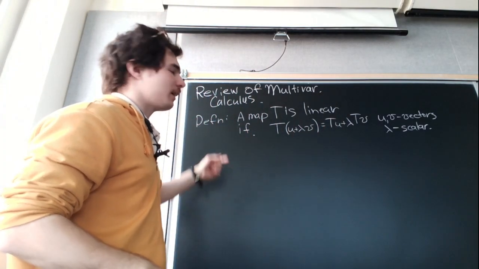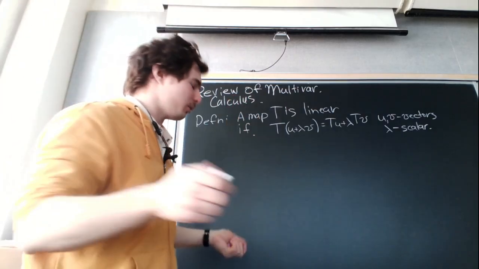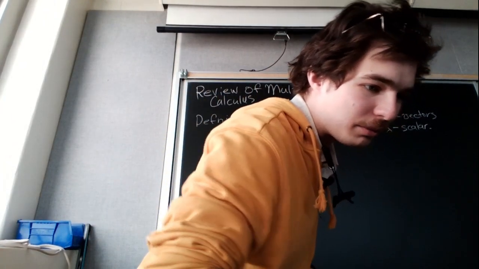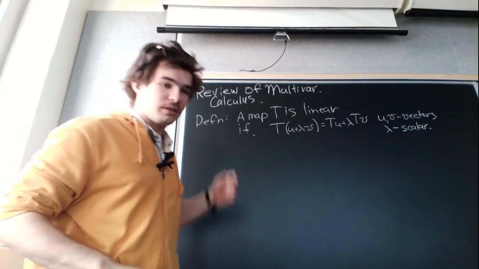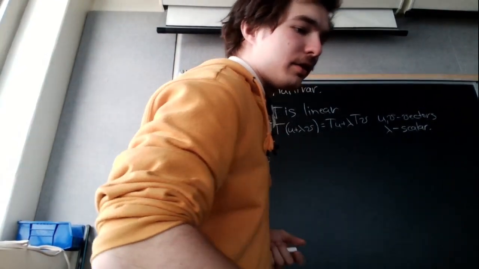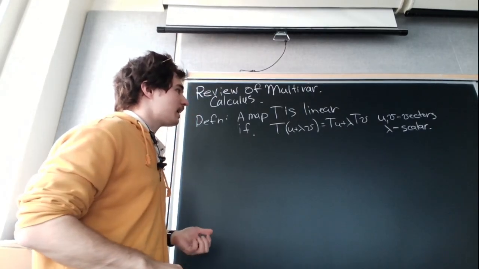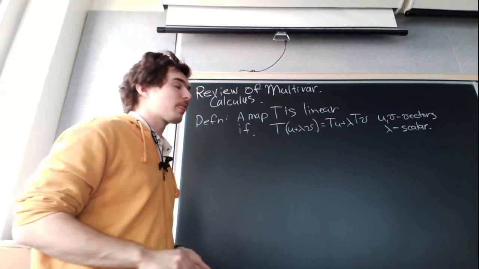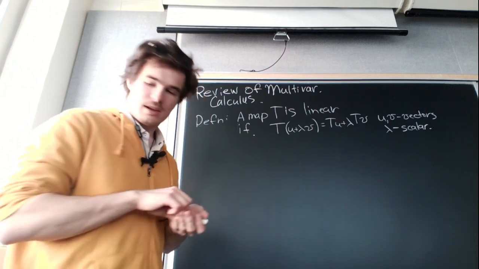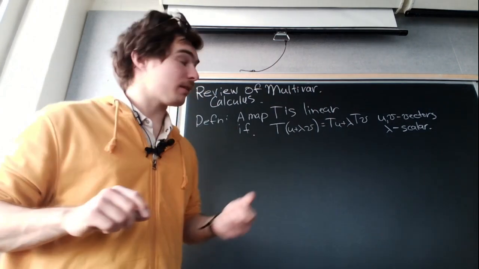So, everyone knows what a linear map is. There's nothing new here. But this is very important, for the reason that derivatives are very much linear maps. In what sense are derivatives linear maps?